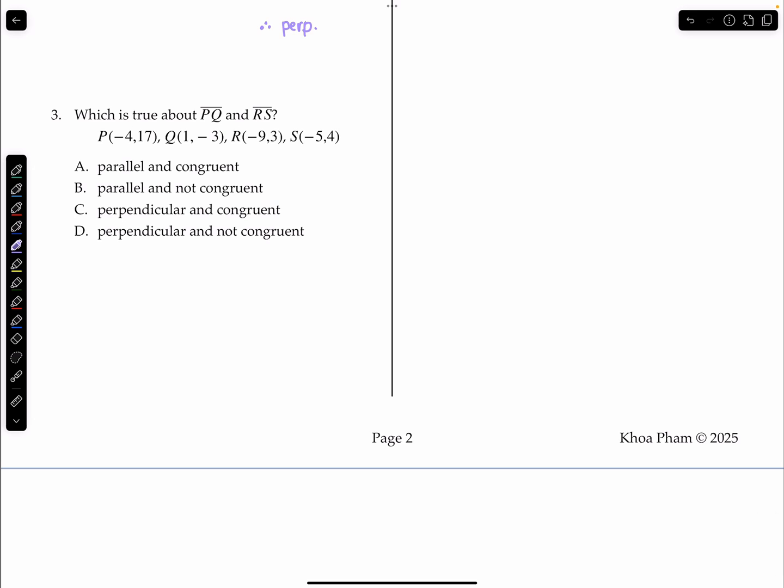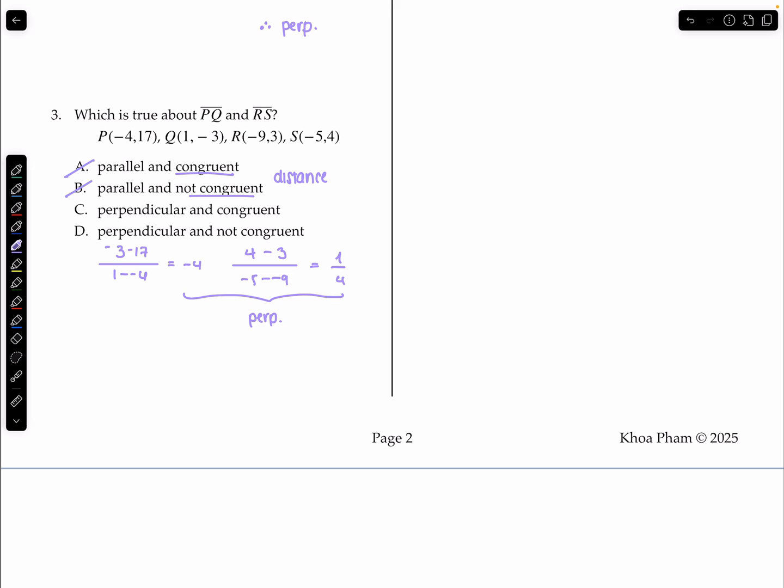PQ and RS, this is the same setup, except now we are throwing in congruent versus not congruent. And so this is going to go with distance formula. Okay, so negative 3 minus 17, so still doing slope for parallel and perpendicular. 1 minus negative 4, this is negative 20 over 5, so this is negative 4. For the second line, 4 minus 3 over negative 5 minus negative 9, this is going to be 1 over 4. And so altogether, opposite sign, opposite fraction, these lines are perpendicular.